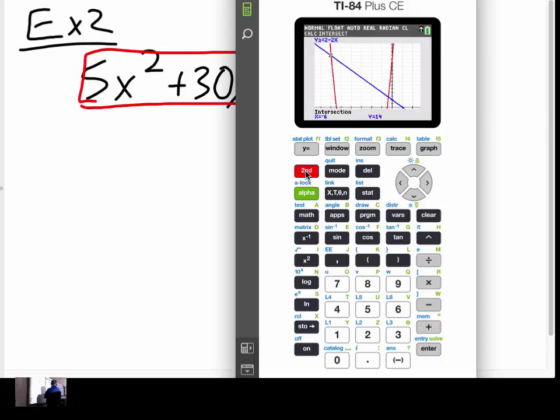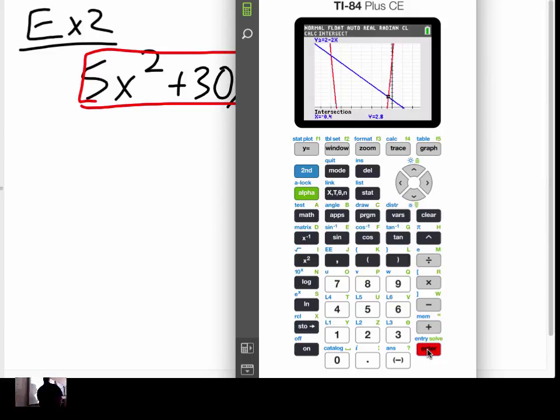Let's do the second one. If I hit second trace again to get the calculate menu, and I hit 5, I've got to go all the way over to the other side, which is between 0 and -1, I think. All right, close enough. Enter, enter, enter. Negative 0.4. So that's the answer, I think.